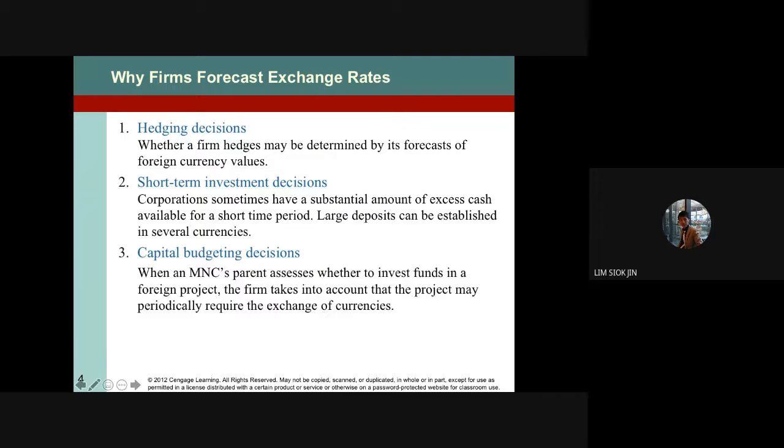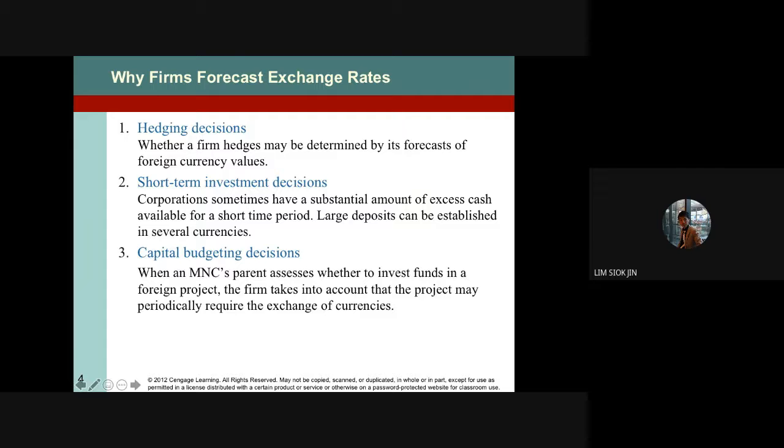So first and foremost, we try to understand why firms would forecast exchange rates. Why do you want to forecast? It is very important for a multinational company that operates in several countries to be aware of the risk exchange rates may pose to their survival and profitability. So number one, forecasting exchange rates is important for their hedging decision. Whether a firm hedges will be determined by its forecast of foreign currency value.